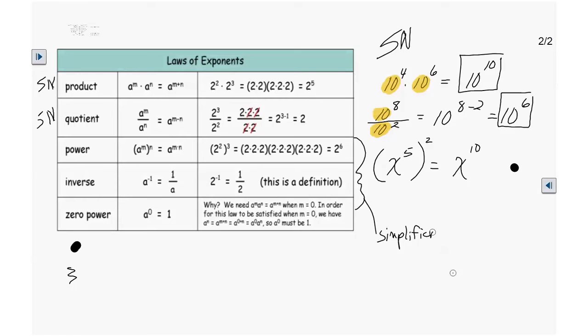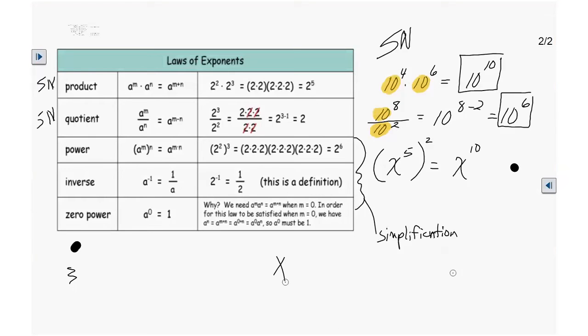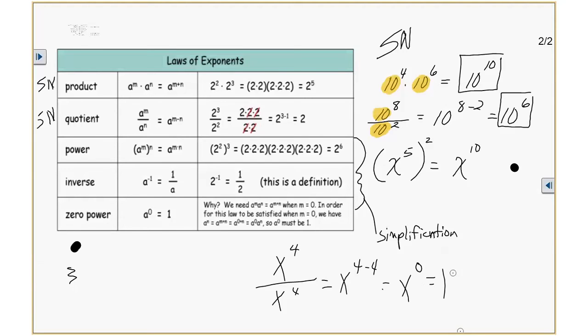Can I ask you a question? Mm-hmm. I'm kind of confused on the 2nd. This one? Yeah, wouldn't that be 1? No, 10. You're talking about 8 minus 2? No. You're thinking about when the exponents are the same. x to the 4th over x to the 4th, which is equal to x to the 4 minus 4, which is equal to x to the 0, which is equal to what? 1.